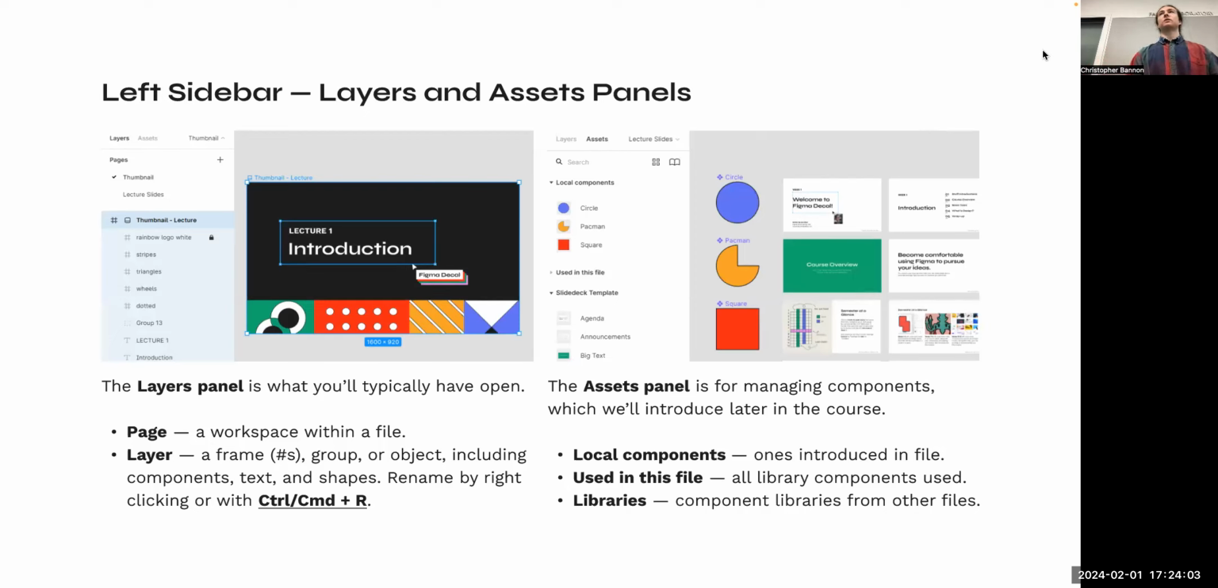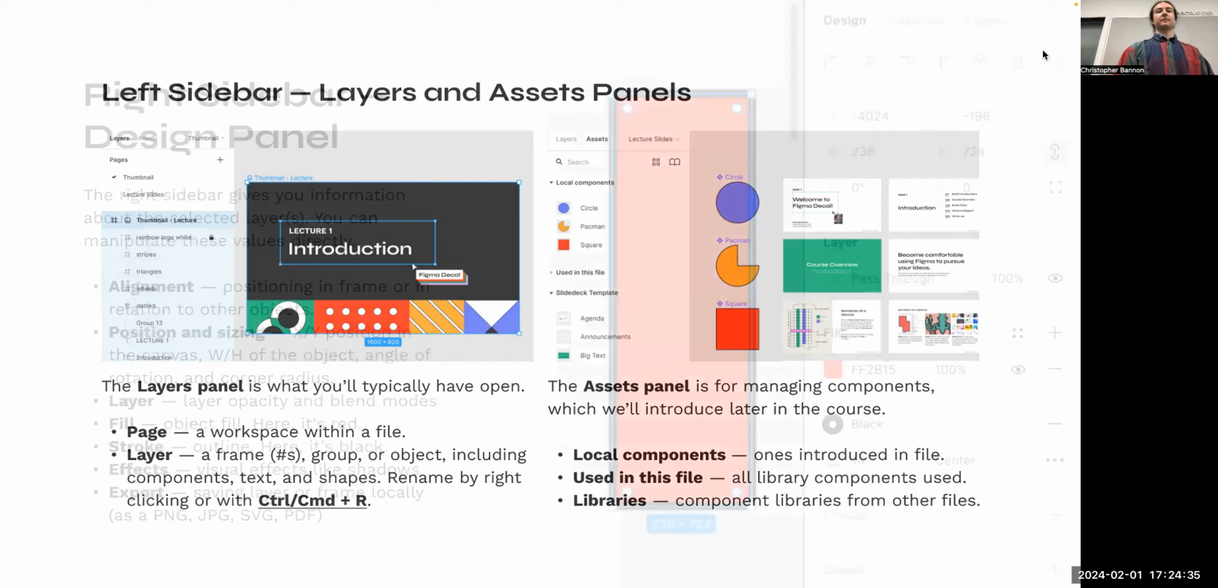This is where you will see all your layers. And so you can see the page you have open within the file and the layers that are on the page. This can be a frame, a group, multiple objects, components, text, etc. All of it's going to live right here. We'll explore this more in depth later. And our assets panel is where we can manage components, which again, we'll talk more about later, but just letting you know this is where things are.